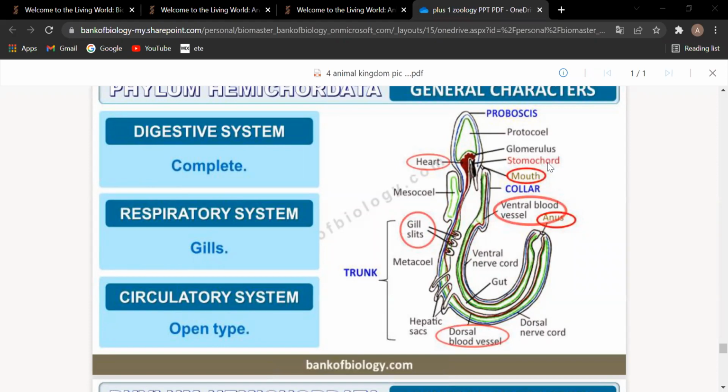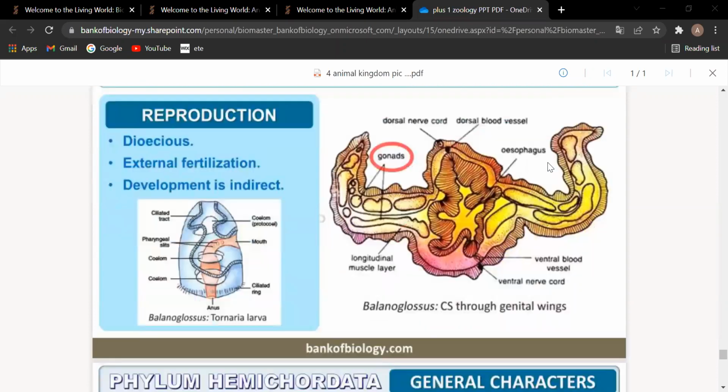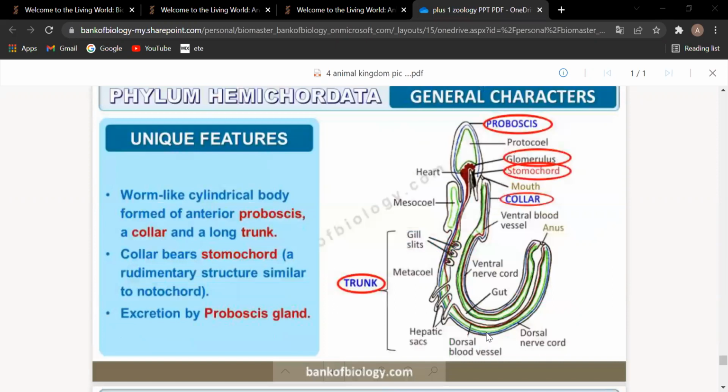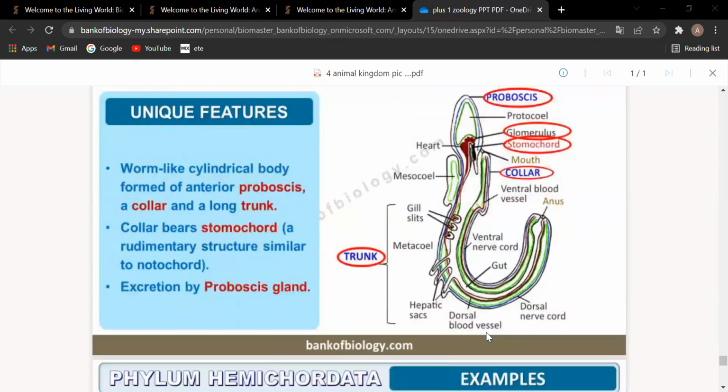Reproduction: dioecious with external fertilization, indirect. Here you can see these are the internal organs in which you can very well see the gonads. Then the example is Balanoglossus, which is coming up ahead. What is the unique feature? See, worm-like cylindrical body. It actually looks like a worm. It's a worm-like cylindrical body formed of an anterior proboscis. Here in front are the proboscis. It's going to have a collar. You can see a collar-like region over here. A long trunk.